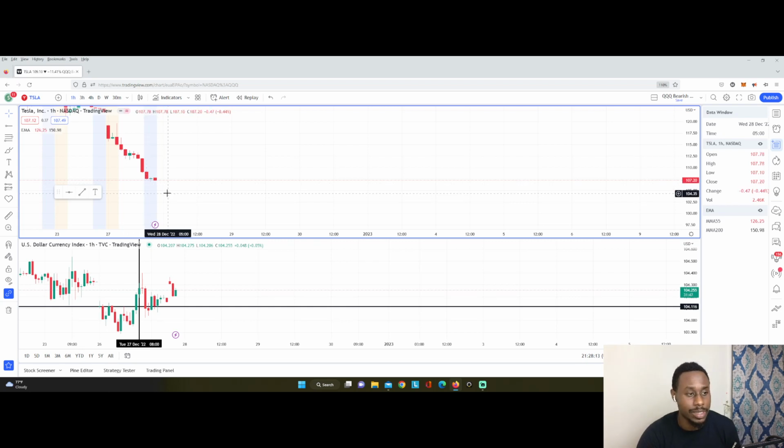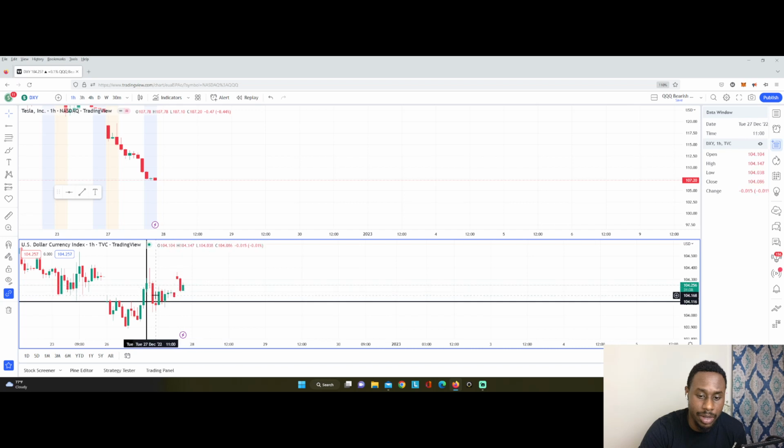But that's basically it for today's video. I hope I was able to provide you some form of value, and just to see how the dollar actually shows some reaction to the QQQ, and that can be traded. I could have taken the profit while I saw it hit that top part.